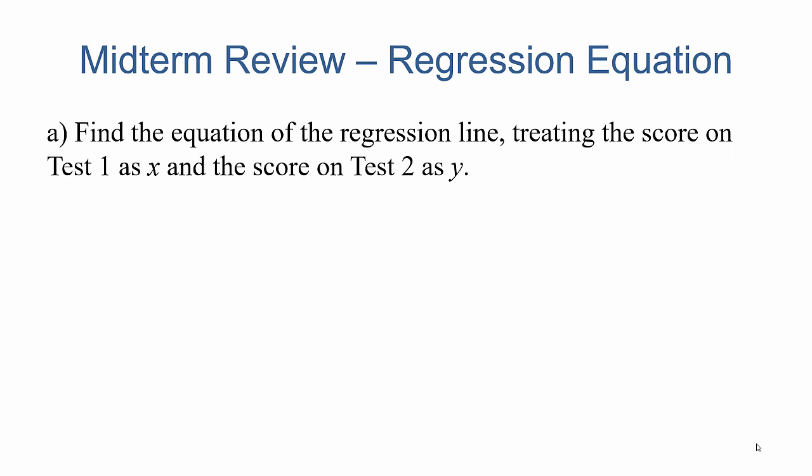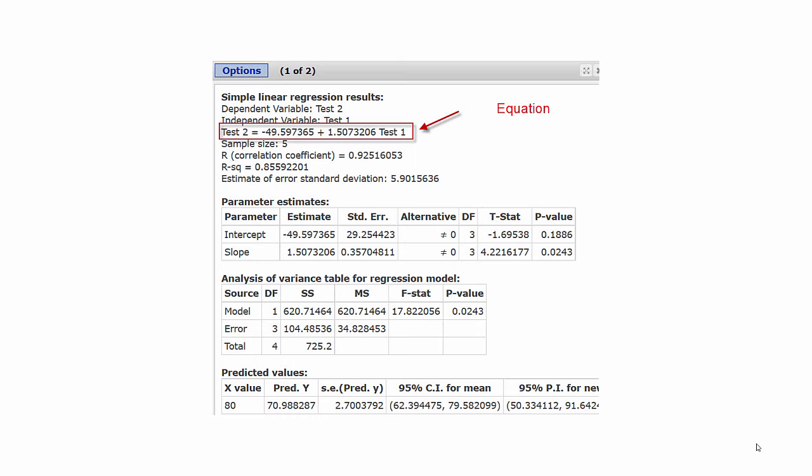Let's first talk about the equation. The equation can be found in this line here. Test 2 equals ... You can round those to 1, 2, 3 places on the midterm, whatever you'd like. You can copy it down with test 2 and test 1, or you can use y and x in those spots as well. But that is the equation.